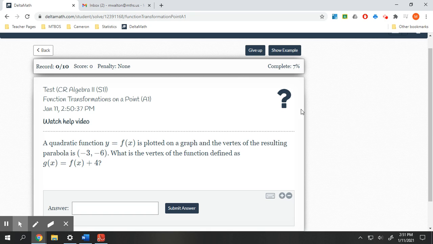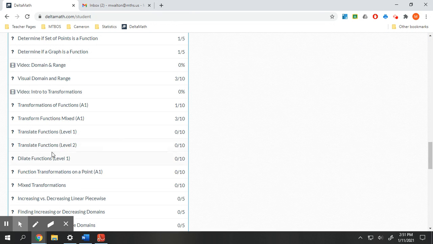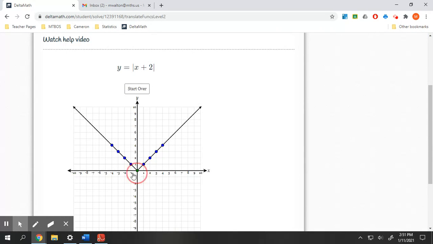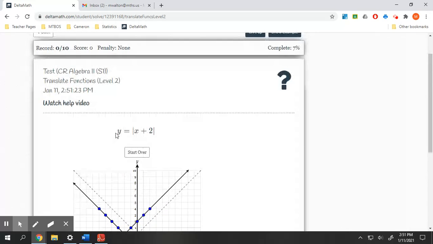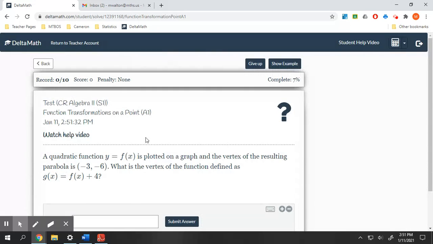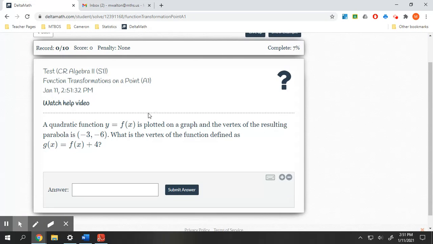Hello, this video is going to go over function transformations on a point. So far you've done quite a bit of transformations with graphs. For example, this one would be left 2. But in these examples, we are going to be doing them on a point. So we really don't have a visual representation, but we can kind of work it out ourselves.